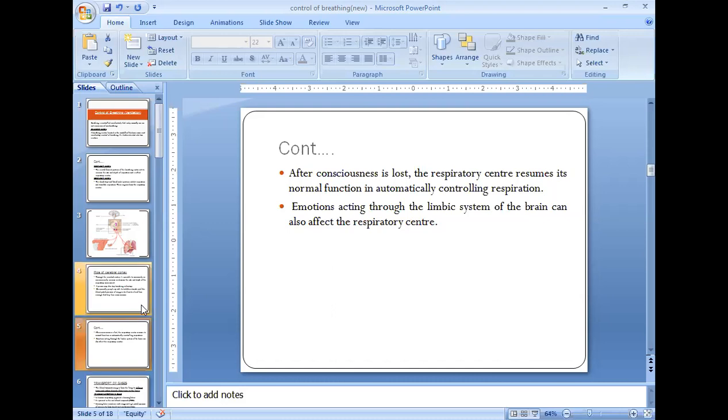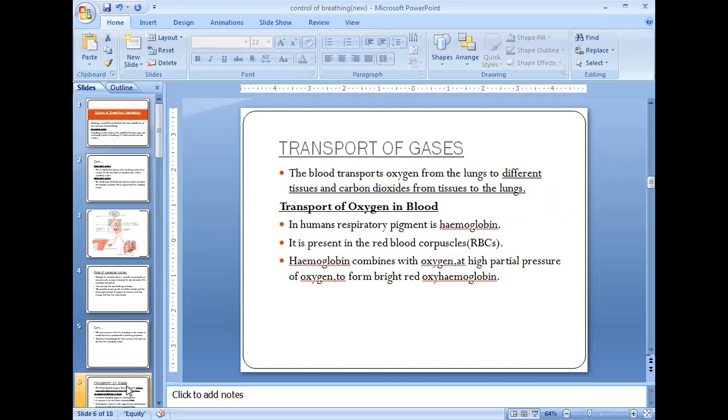Other than this, emotions acting through the limbic system also affect breathing. The limbic system is also part of the forebrain. It also affects the respiratory center and controls our breathing.